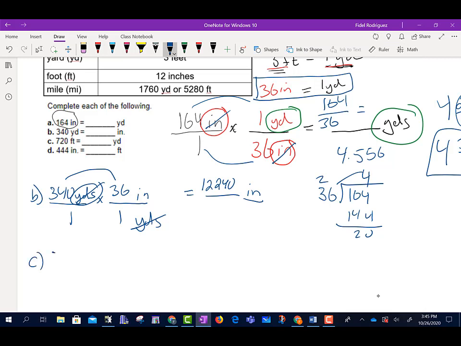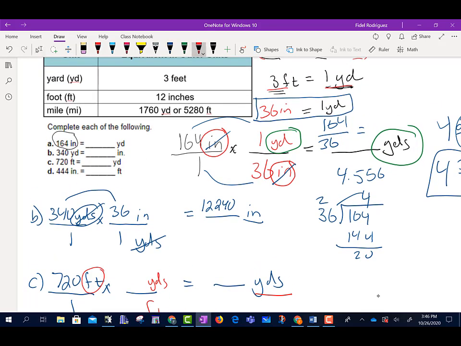All right, now let's see if we can do part C. Part C says, can we convert 720 feet into yards? So I'm going to think of 720 over 1 times a fraction. Just a quick reminder, if I have feet on the top here, feet are going to go on the bottom here, and if I have yards over here, then yards are going to go right there. We know from this piece right here that 3 feet is the same thing as 1 yard.